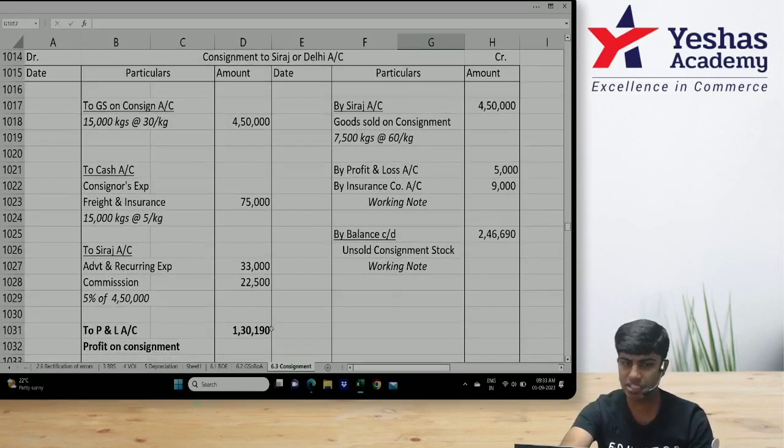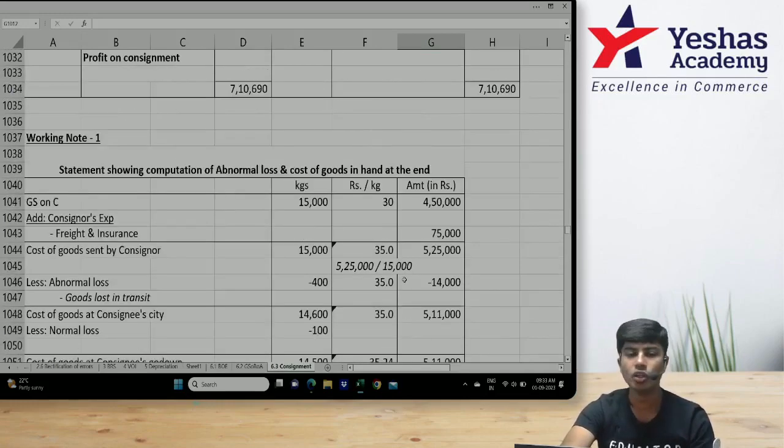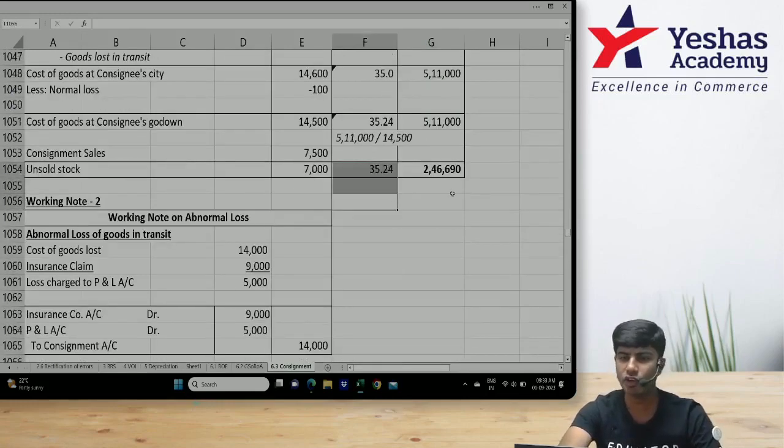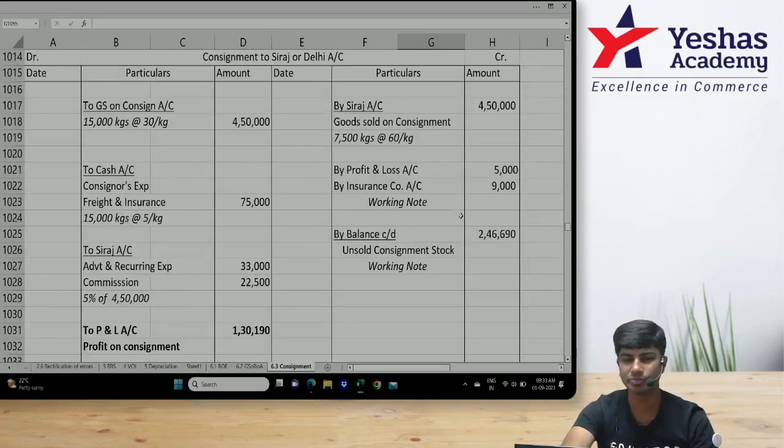Six, 80, but a 10 rupees difference. First normal loss, first abnormal loss here. Oh, here, 35.24, if you do, you'll get this much. That's okay, 10 rupees. Don't worry.